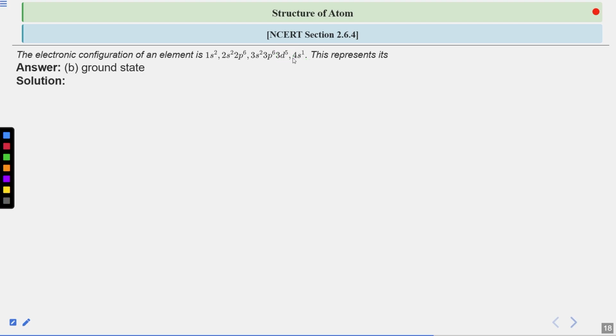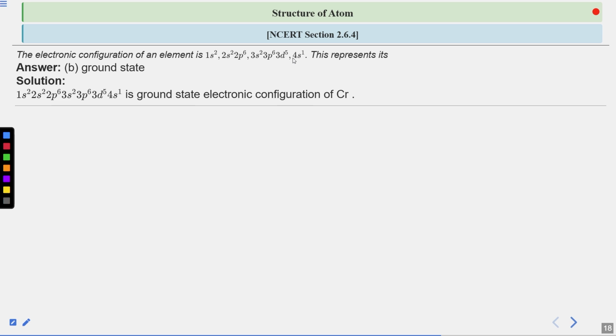So what we can say is that it is the ground state electronic configuration of chromium. Then moving on to the next question.